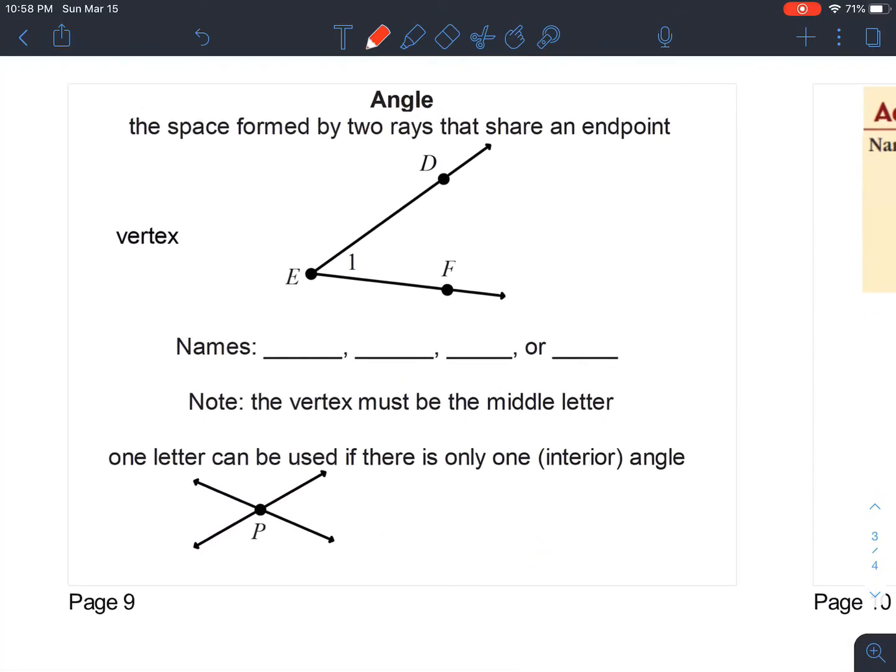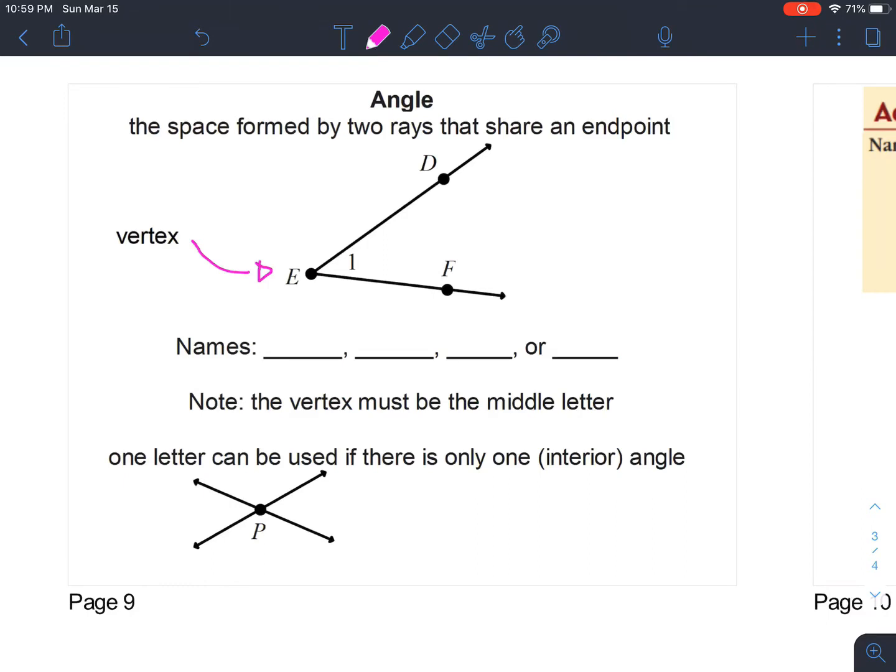All right, now we are going to get into angles. So that is the space formed by two rays that share an endpoint. It doesn't have to be a ray, it could be a line segment as well. It could be with two lines, doesn't really matter. So here we need to know that the vertex is going to be where the two rays share the endpoint.